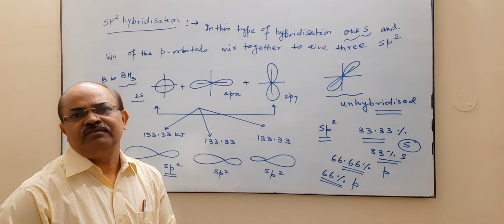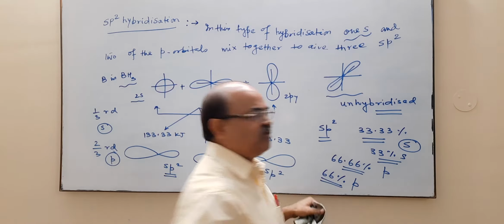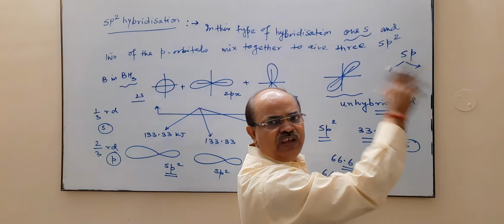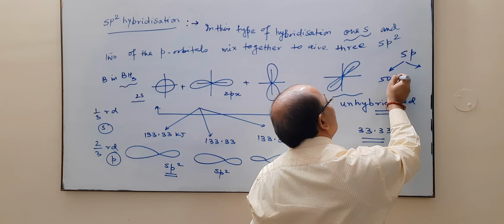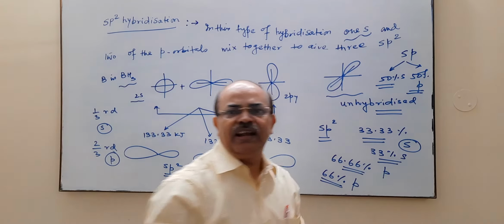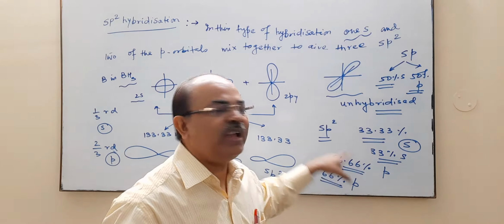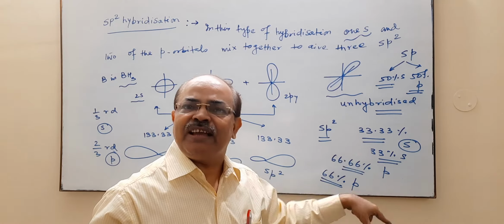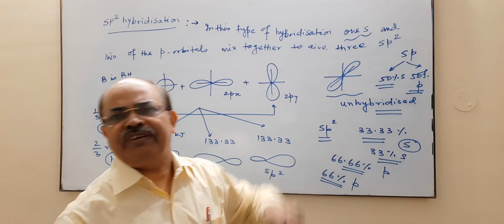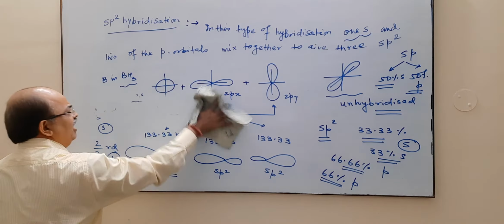Roughly it is written as 66% p character. But if we consider sp, which we discussed, you can say half is S and half is P. So in this case 50% S character and 50% P character. तो S कैरेक्टर ज्यादा SP में है और SP से SP2 में S कैरेक्टर कम है। P कैरेक्टर इसमें ज्यादा है, वहां 50% था तो यहां हो गया 66%.